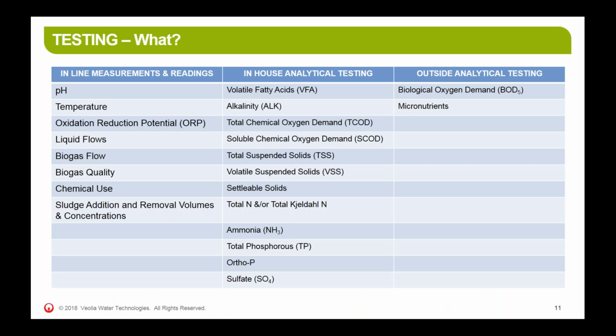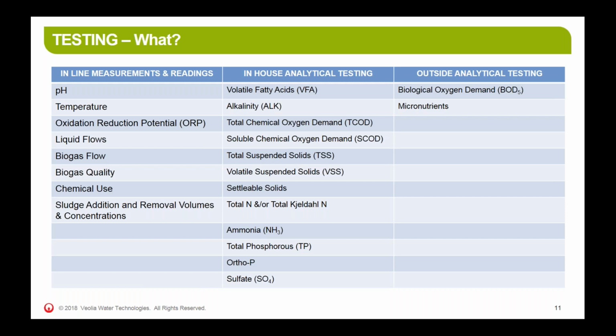So let's briefly look at what's going to be tested, or what we need to test. I've broken it up here into 3 different categories. The first is what we measure in line, or readings that are taken at the wastewater treatment plant. The second is in-house analytical testing. So this is testing you would do. You go out and take some samples from somewhere and do this lab testing. And the third is outside lab testing.